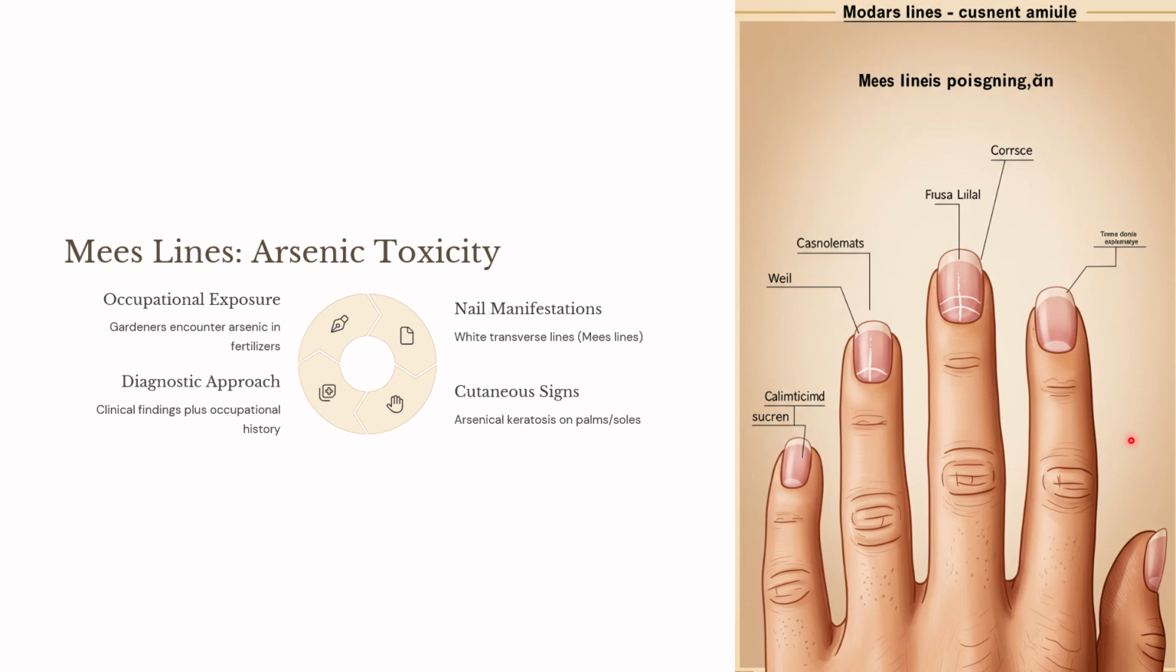Answer is arsenic. Mees lines are white lines which are seen on fingernails in arsenic toxicity. Arsenic is present in fertilizers because it causes the plants to flourish. So any gardener, farmer, or landscaper is at increased risk of arsenic, and it can even result in rashes of the palms as well as the soles, which are known as arsenical keratosis.